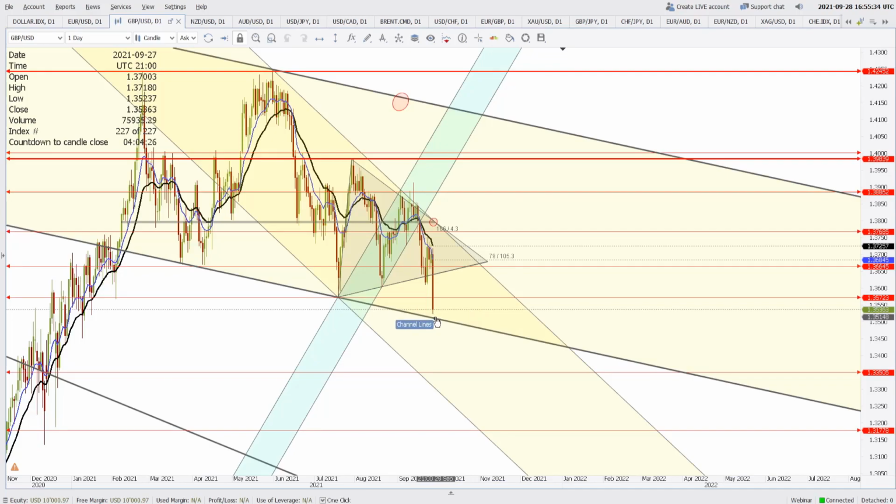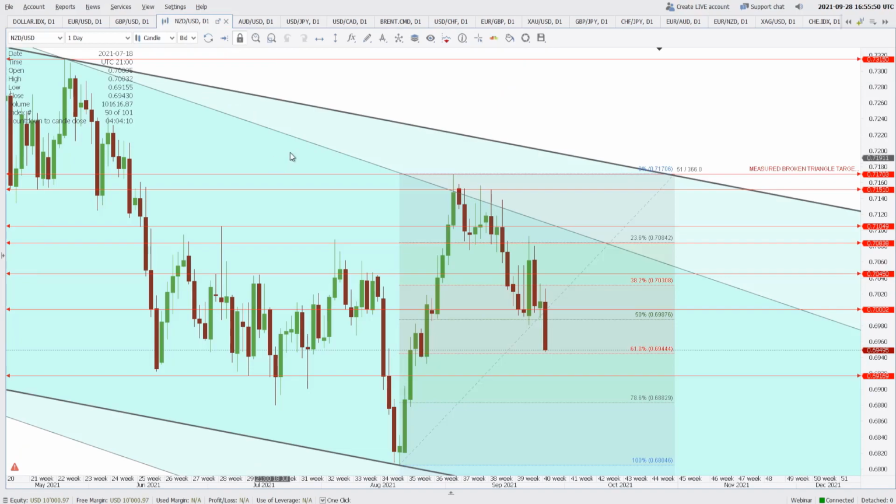Let us see what happens in the future. But right now the resistance for GBP USD is at around 1.3572 and the support is this dynamic line, which is today at around 1.3515 region. So that's all for the GBP USD.